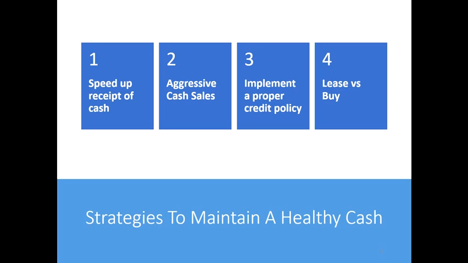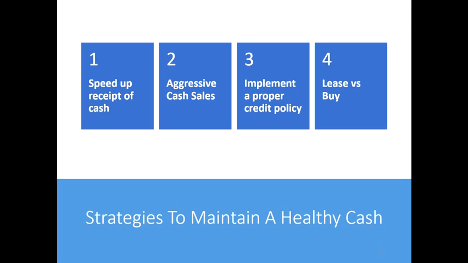So now kita akan tengok kepada strategies to maintain a healthy cash. Maksudnya kita nak pastikan yang kita punya cash ni lebih banyak daripada benda-benda lain. So macam mana kita dapat cash yang banyak? First, kita boleh speed up receipt of cash. Collection of you punya account receivable kena percepatkan. Barulah you dapat banyak cash.